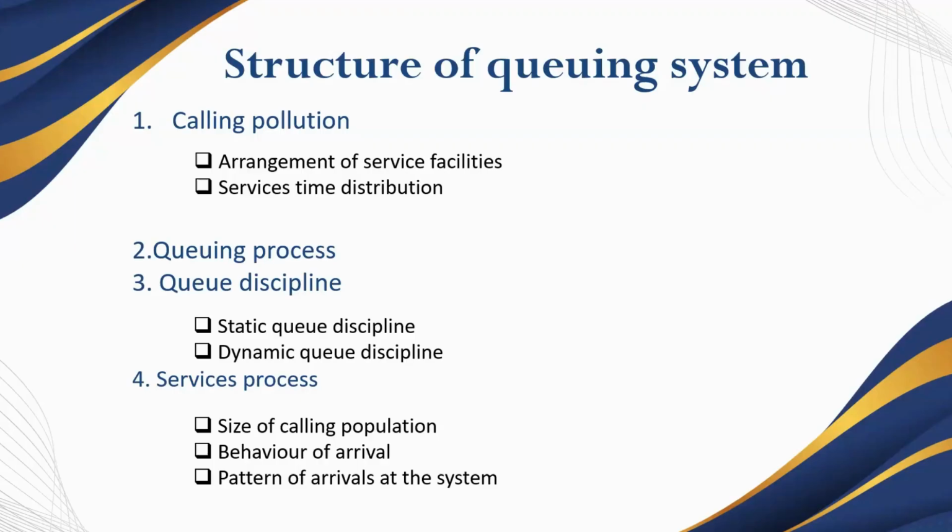Balking customers do not join the queues, either by seeing the number of customers already in the service system or by estimating the excessive waiting time for the desired service. Reneging customers, after joining the queue and waiting for some time, leave without being served on account of certain reasons. Jockeying customers move from one queue to another, hoping to receive service more quickly.